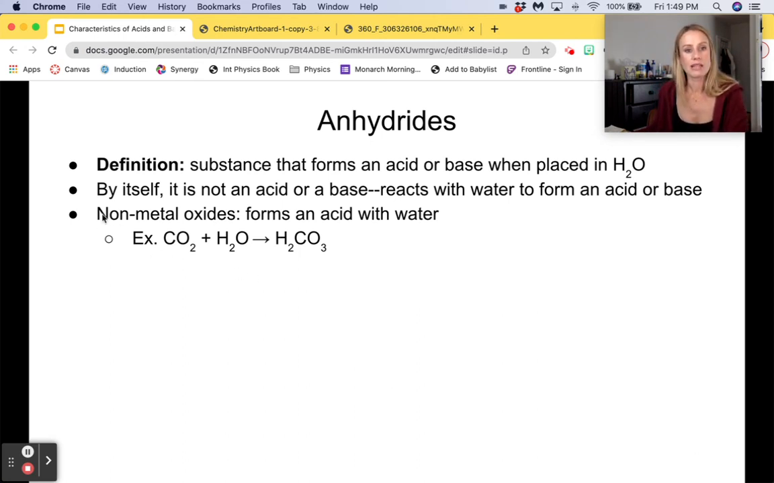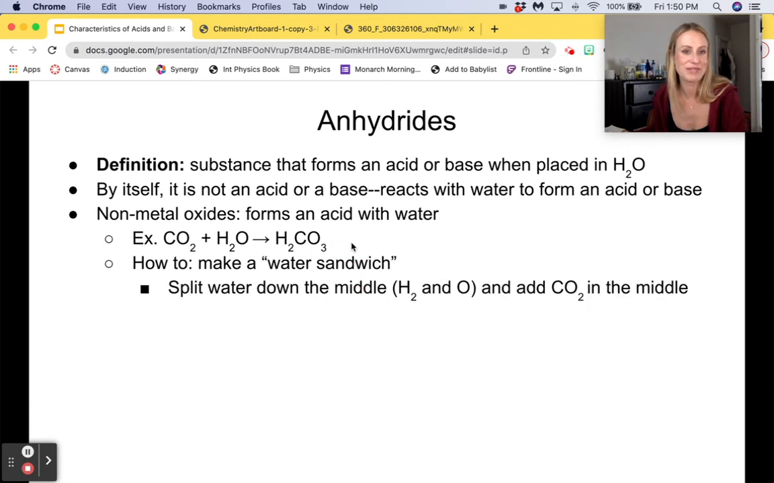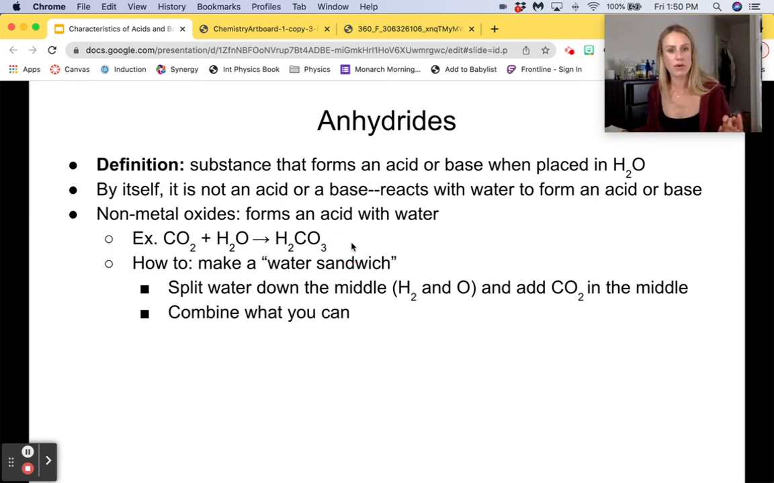So again, these nonmetal oxides, something like carbon dioxide, when it reacts with water, it's going to form an acid. So what we get here is H2CO3. Now, the way that we're going to do this is we're going to make a water sandwich. So what you do is you split water down the middle. So you have your H2 and then your O, and then you put your nonmetal oxide in the middle. And then you combine what you can, meaning you combine the oxygens usually, like in this example and the next example I have.